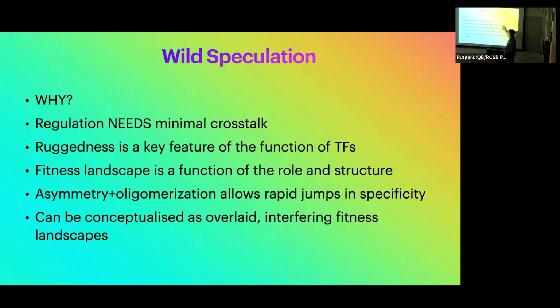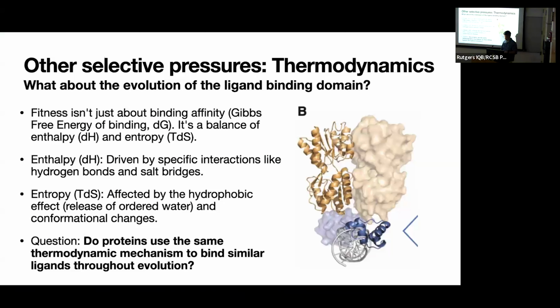And so ruggedness looks like, to me, a key feature of the evolution in the fitness landscape of transcription factors. And it's this asymmetry in the oligomerization that allows these rapid jumps in specificity. And so this can be conceptualized as overlaid interfering fitness landscapes.